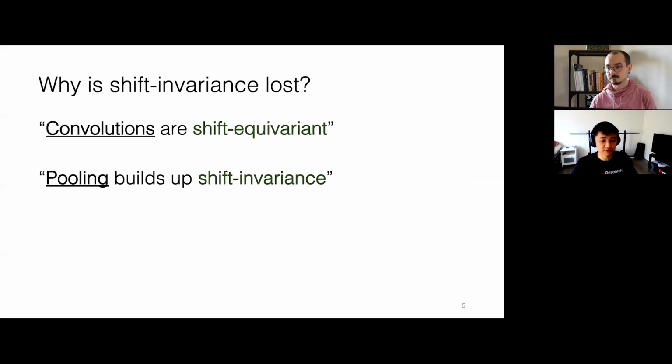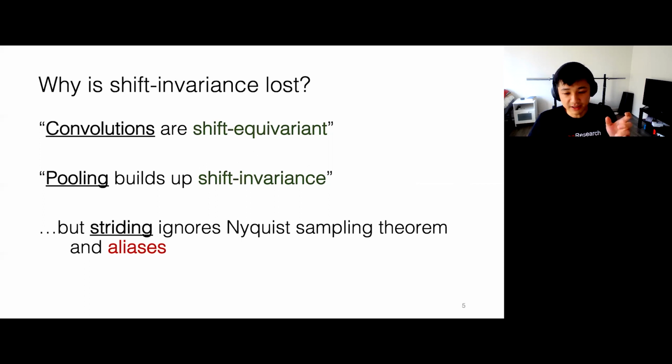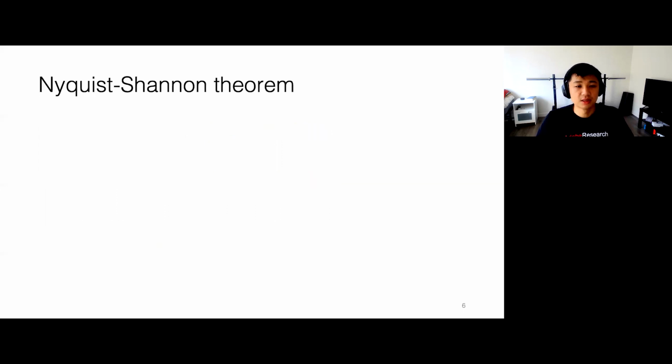And that's because of a concept that you just recently learned in class, which is aliasing. So how does aliasing come in? Well, there's this parameter called stride. Striding can be in both convolutional layers as well as pooling layers. But in essence, striding is a naive subsampling operation that ignores the Nyquist sampling theorem and introduces aliasing into the system.